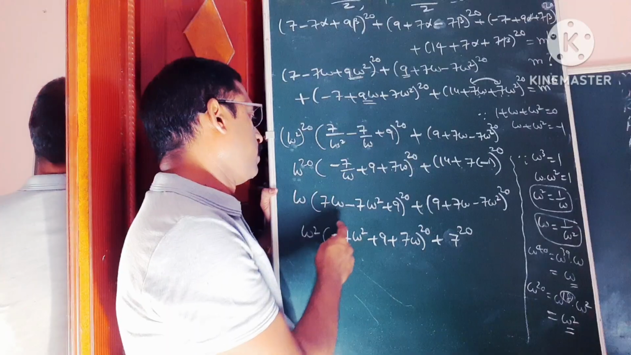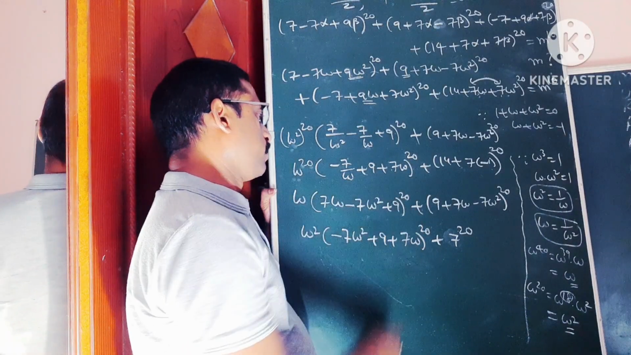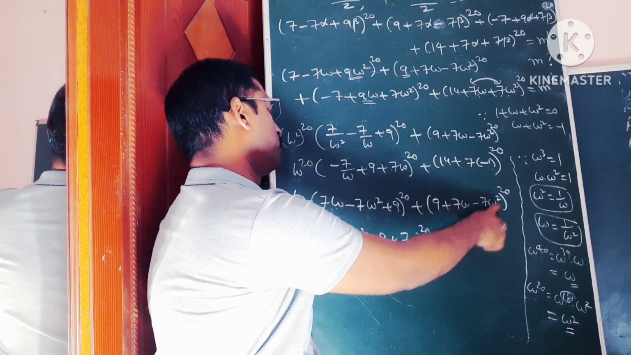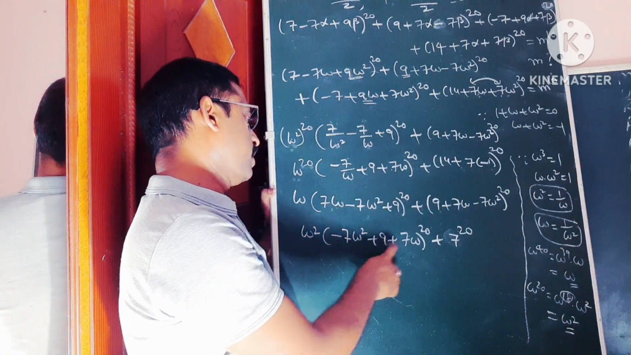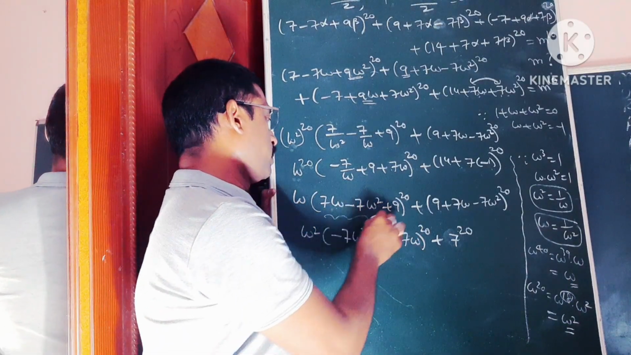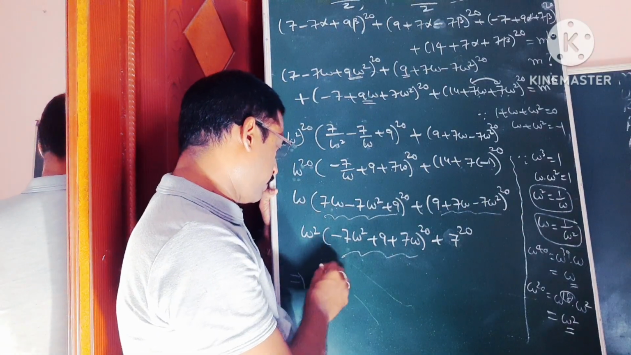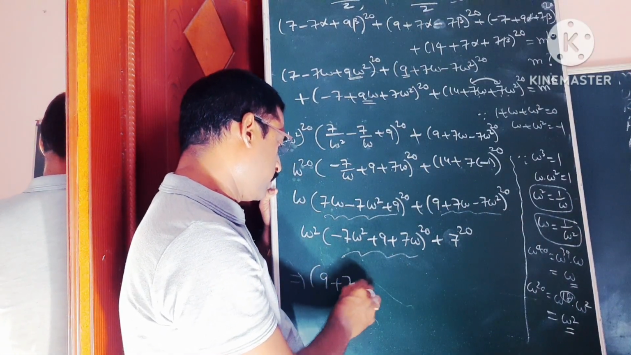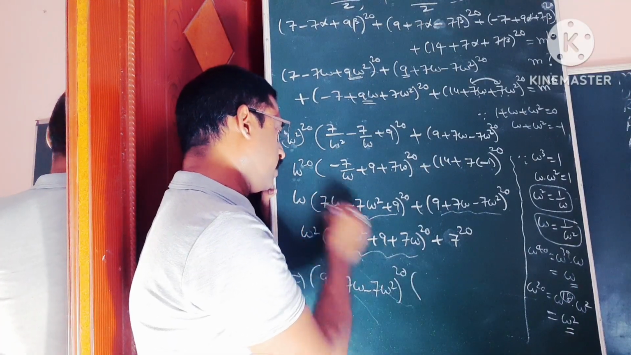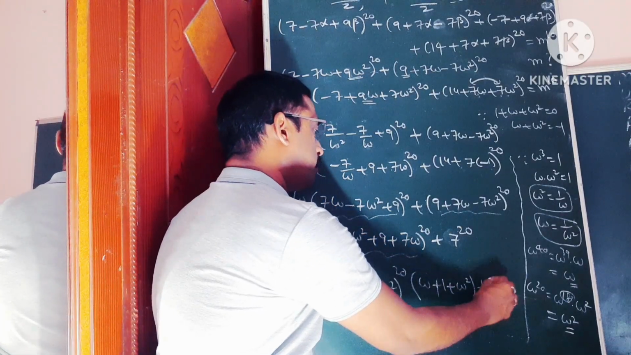Now 9 plus 7 omega minus 7 omega square whole to the power 20. I will take common here this value. Now what we get here? 9 plus 7 omega minus 7 omega square whole to the power 20 common. We get omega plus 1 plus omega square plus 7 to the power 20.